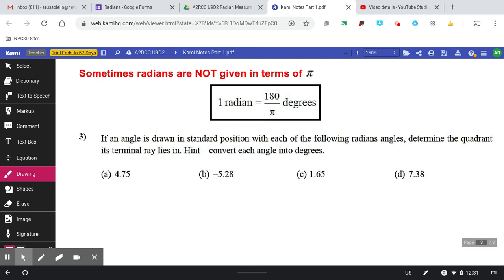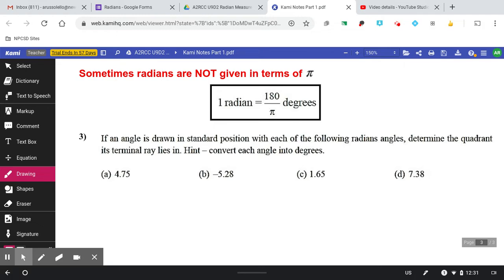Okay, we've got one more section. Sometimes radians are not given in terms of pi. And for this reason, you really do have to rely on the conversion factor, which is 180 over pi. So notice that all of these angles don't have a pi included on them. They're still radians, but the pi has been multiplied in to get some number of radians.